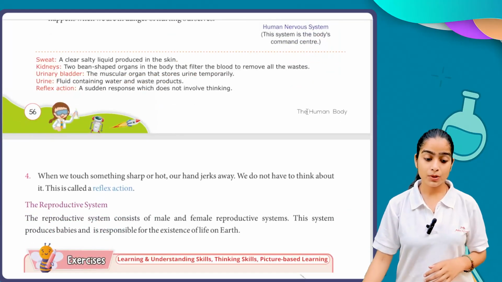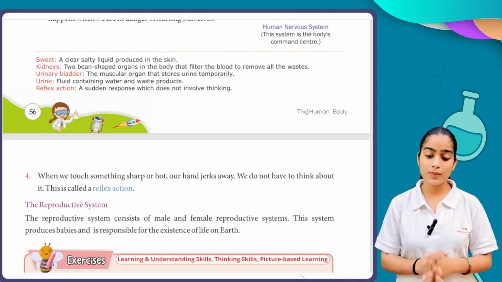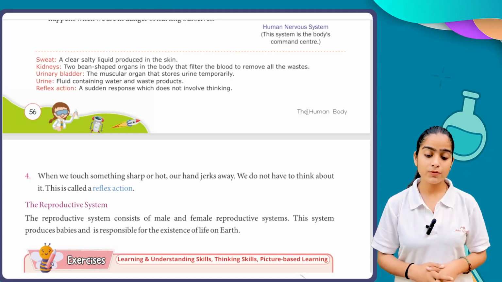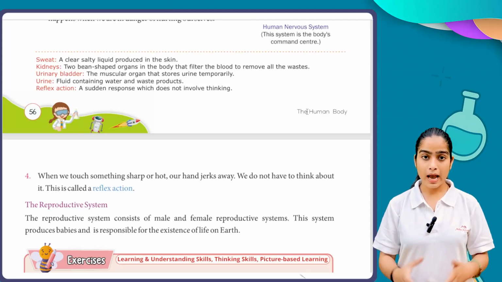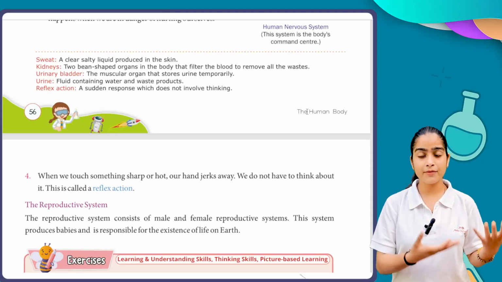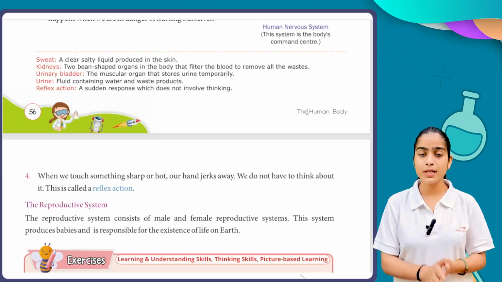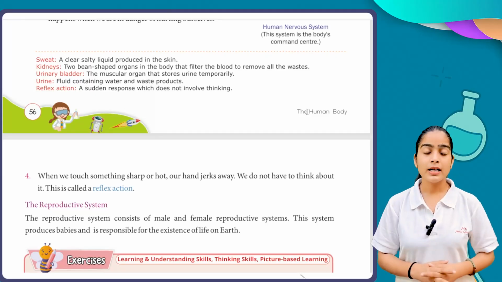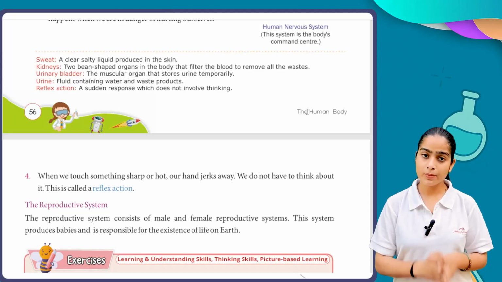Next, we have the reproductive system. The reproductive system consists of the male and female reproductive systems. This system reproduces babies and is responsible for the existence of life on earth. As birds lay eggs and animals have their babies, in the same way human beings have their babies, and this process is done with the help of your reproductive system.